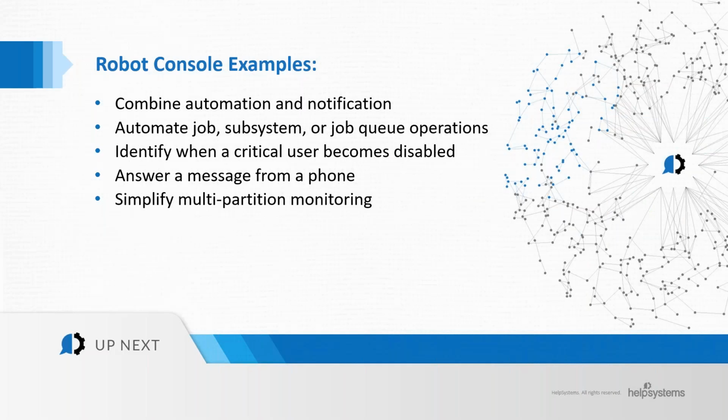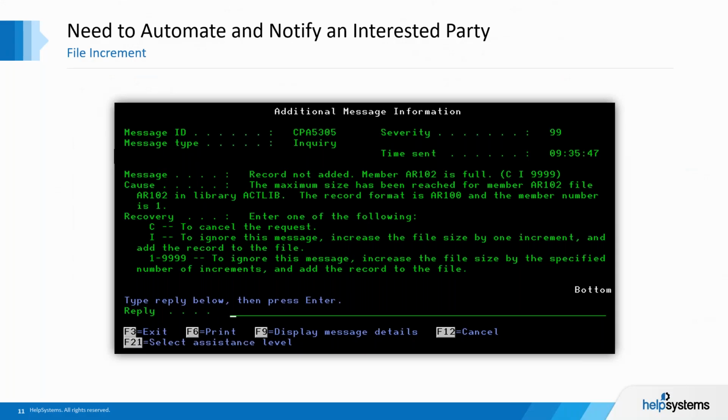All right, so we've got 5 examples that we want to talk about. So it's going to be kind of a combination of message automation, message notification, system resource monitoring, user profile monitoring, answering messages from a mobile device, maybe an iPhone or Android phone. And then at the very end, we're going to talk about multi-partition monitoring. All right, so let's start out with a little bit of notification options here from Scott.